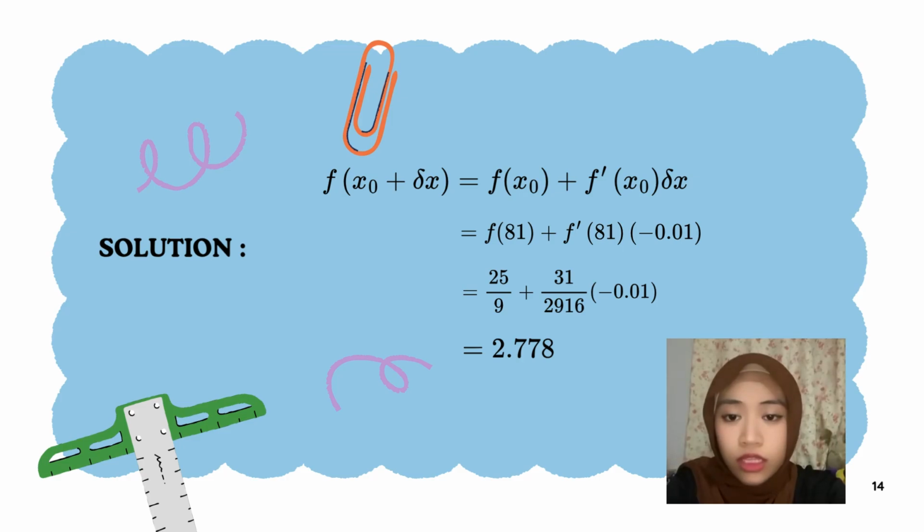So f(81) is 25 over 9 and f prime 81 is 31 over 2916. Now we substitute into the formula. f(80.99) is 25 over 9 plus 31 over 2916 times negative 0.01. The final answer is 2.778. That's all from me.